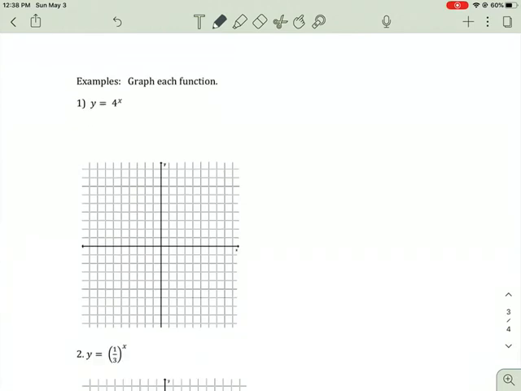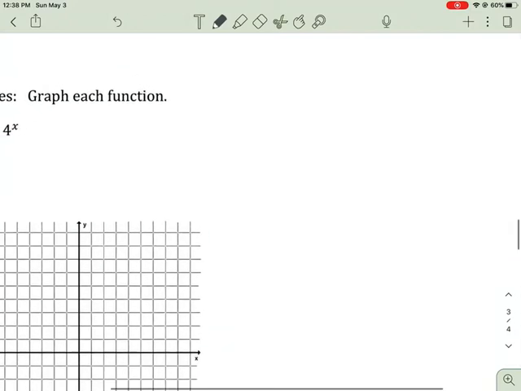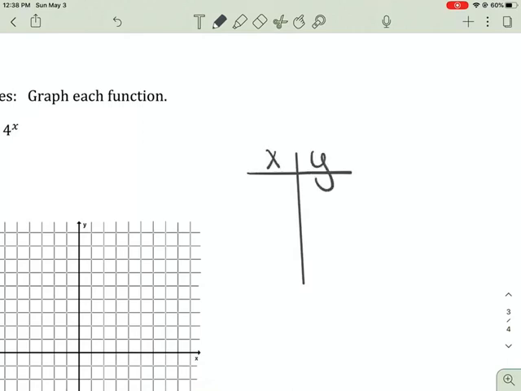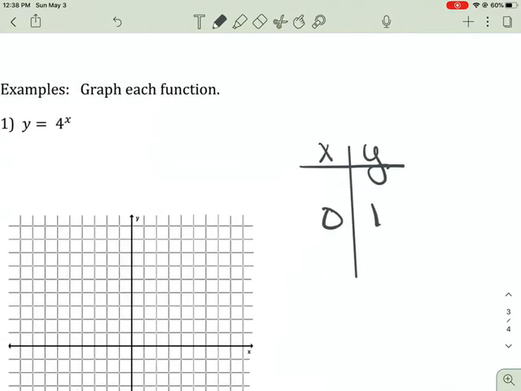All right, so let's graph these. So we're going to do 4 to the x. Now, the easiest way I can tell you to do this is let's make a little mini chart. I'm just going to pick some values that I know I can work with. For example, I know 0 is always going to be 1, unless there's a number in front. So let's pick -1 and 1, because I can put any number in.